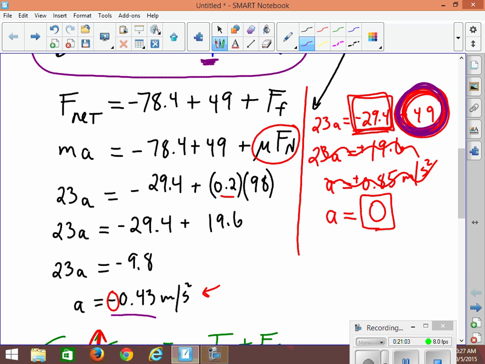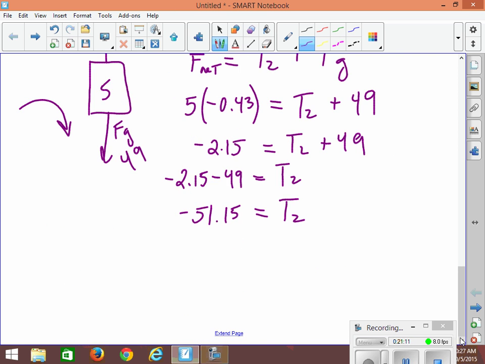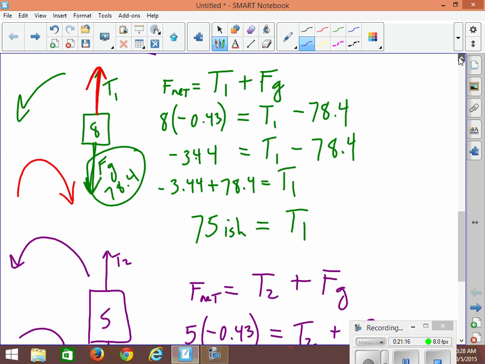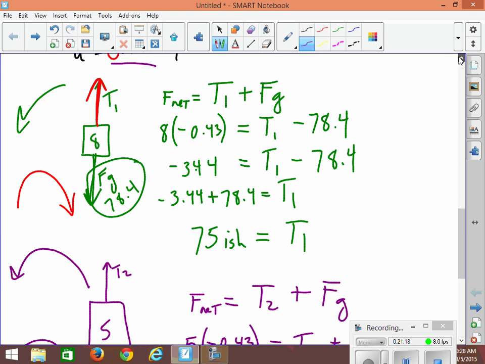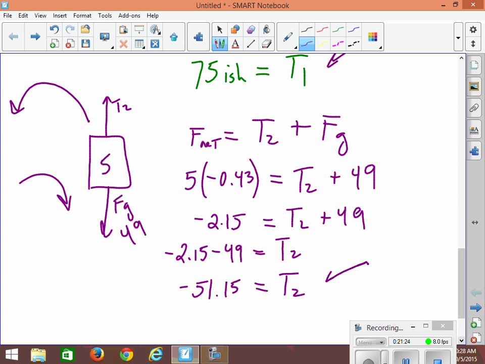The general rule of thumb is, if friction is greater than the sum of your applied forces, it isn't going to move. And then once we did that, we looked at each block individually, remembering which side of the table they were on, so that you don't make the mistake that I made. And we put in our numbers, and we got our two tensions, 75 and 51-ish. Notice the tensions are different because it's two completely different ropes, and each one is hooked to a completely different mass. And that's the end of that.